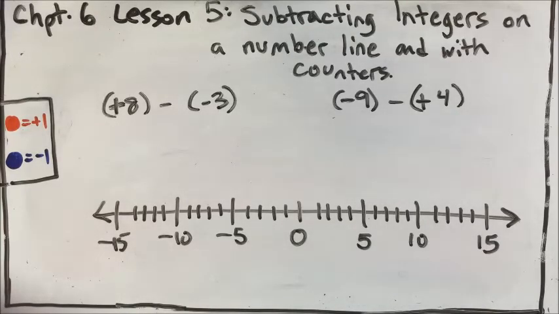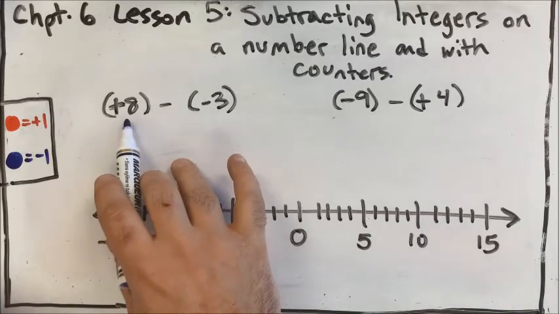Chapter 6, Lesson 5, Subtracting Integers on a Number Line and with Counters. So when we subtract integers on a number line, it's different than addition. And the way you write it is instead of having two arrows, you only have one arrow.